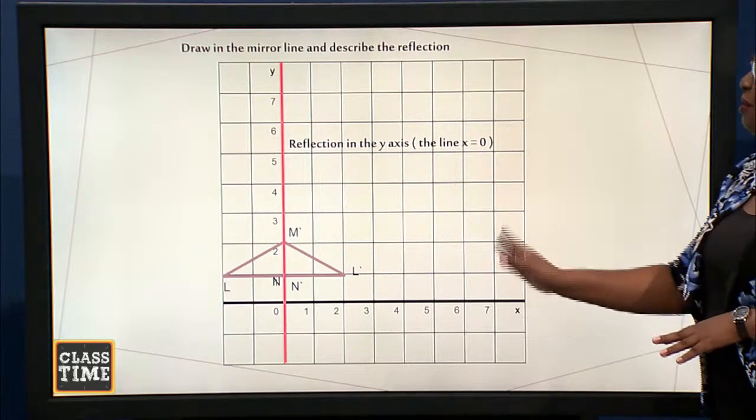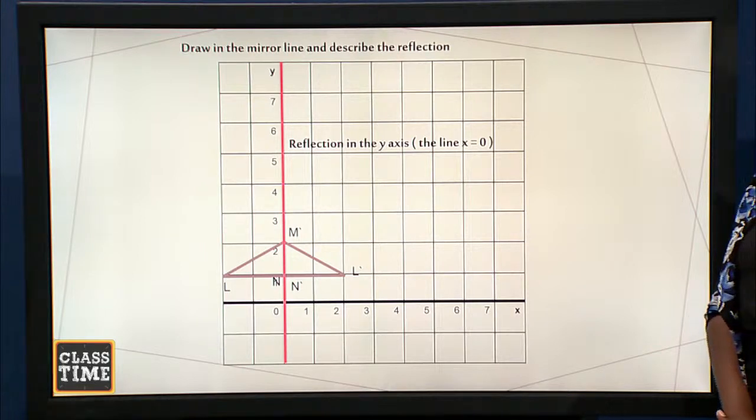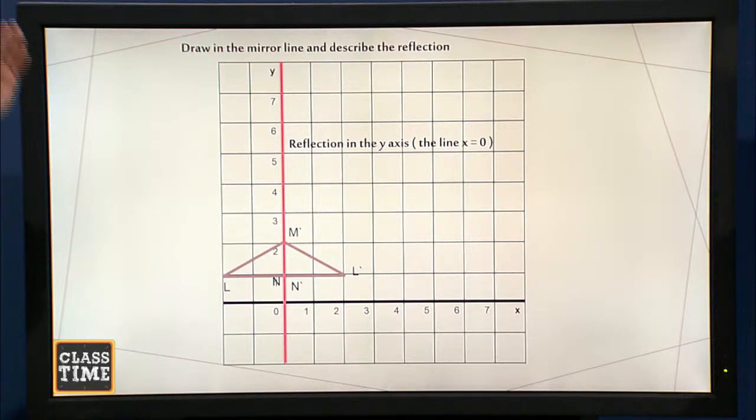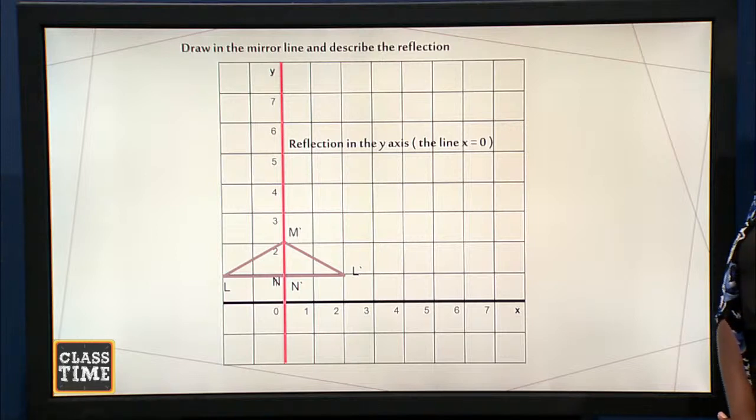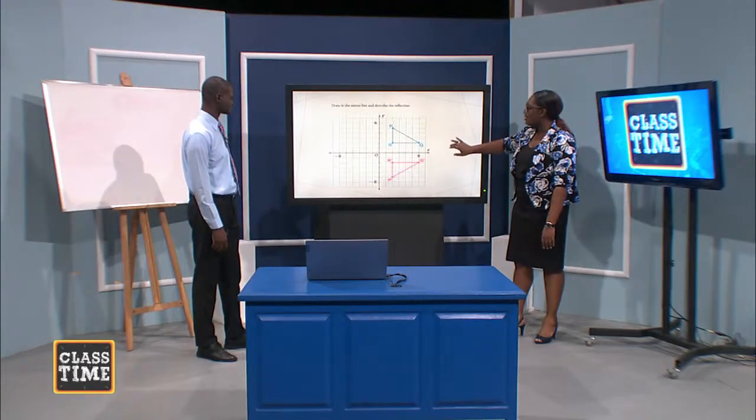Now, if reflection in the y-axis is x equals zero, what will it be when it is reflection in the x-axis? It's going to be y equals zero. Exactly. So all that changes is the line.